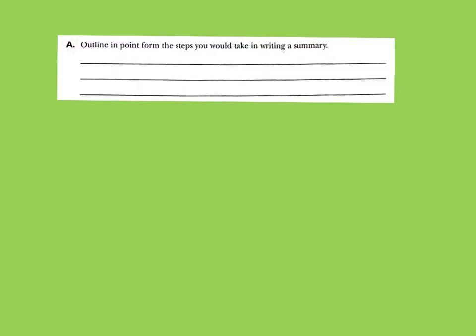The first question asks you to outline in point form, so this is not full sentences, but just point form, the steps you would take in writing a summary. So, writing a summary was exercise number 85, which can be found on pages 104 to 105, and there are 6 steps. So all you need to do is just in point form 1, 2, 3, 4, 5, 6. What are the 6 steps?